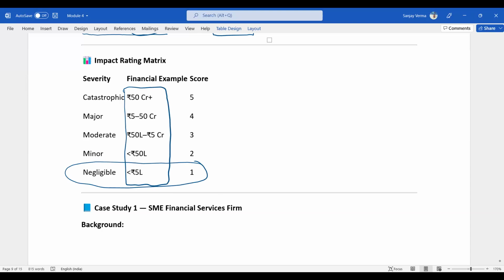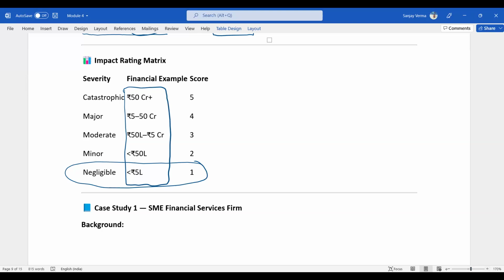This will change according to the business. For one business, maybe a loss of less than 5 lakhs is moderate. For another business, it might be minor. For another, it could be negligible. So it depends on the size of the business, of course, because if your entire turnover is 10 lakhs, then 5 lakhs cannot be negligible for you. If your entire turnover is 1,000 crores, then even 50 crore may not be catastrophic for you. But this is just relational metrics. So 5 lakhs versus 50 crore, that is how negligible versus catastrophic severity will happen.